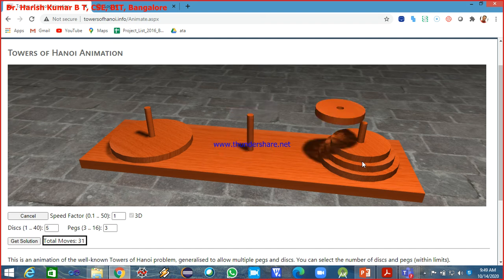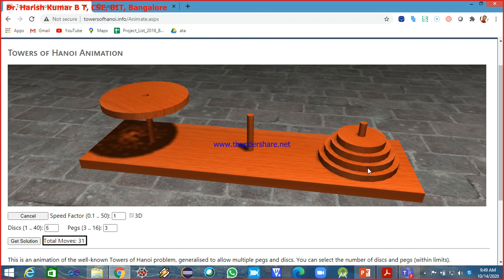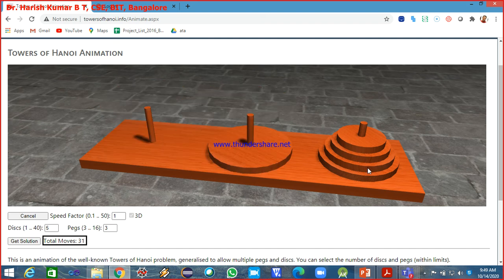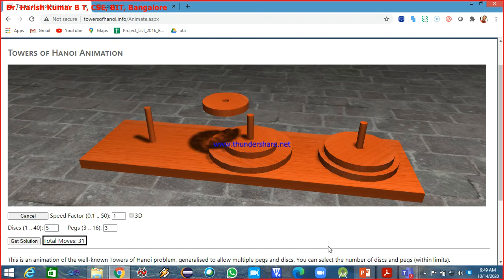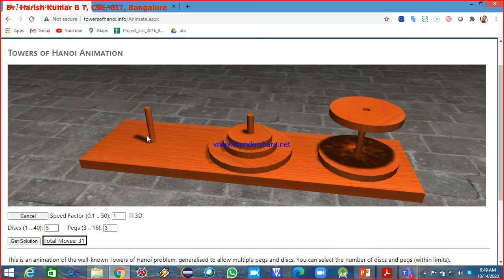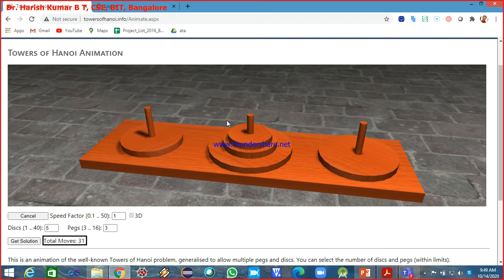See now, the first n minus 1 disks which were here got completely shifted here. Understood? Now finally the last disk we are shifting to the destination. Now again n minus 1 from here you have to shift to this, using this as auxiliary. Observe now, the last one we shift here. So first 15 moves for shifting them here, now the next 7 moves for shifting them to the other one.